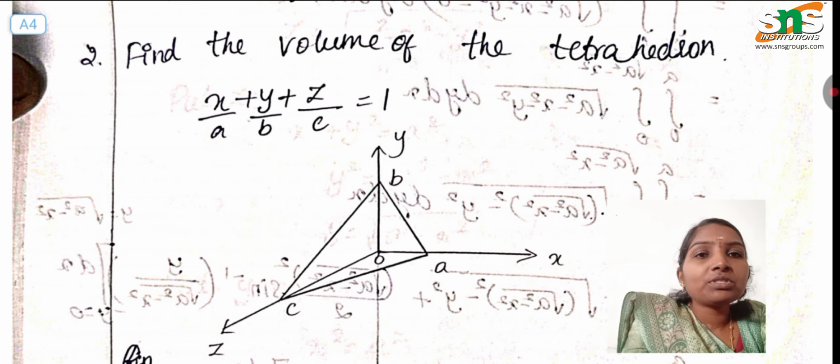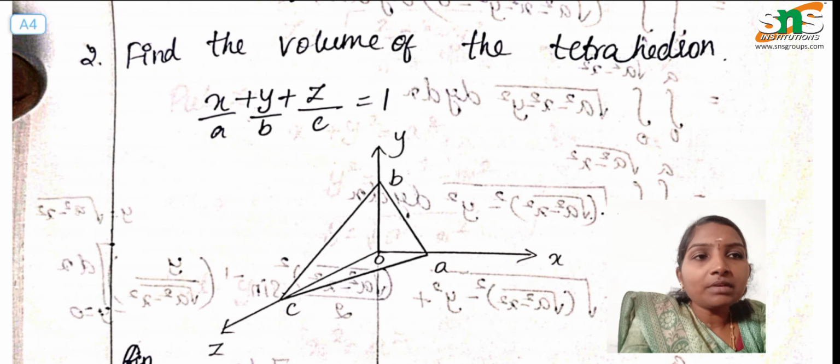This is a lecture video series on the course Matrices and Calculus, and we are on to the topic volume of solids using multiple integrals. In the previous videos, we have seen finding the volume of a sphere and the volume of an ellipsoid. Now we are going to see the volume of a tetrahedron, and how we find it using multiple integrals, which is exactly the triple integral.